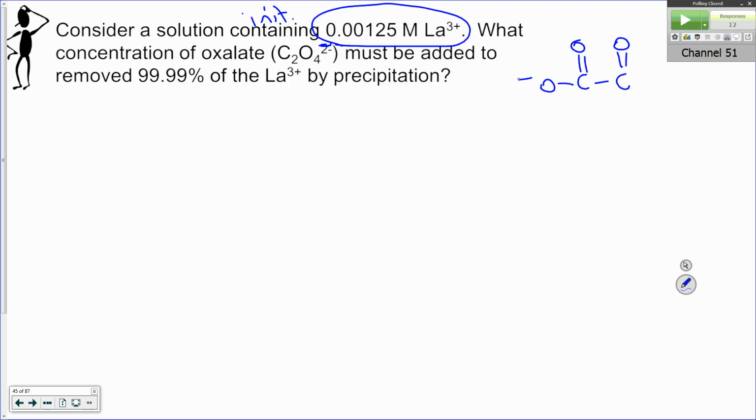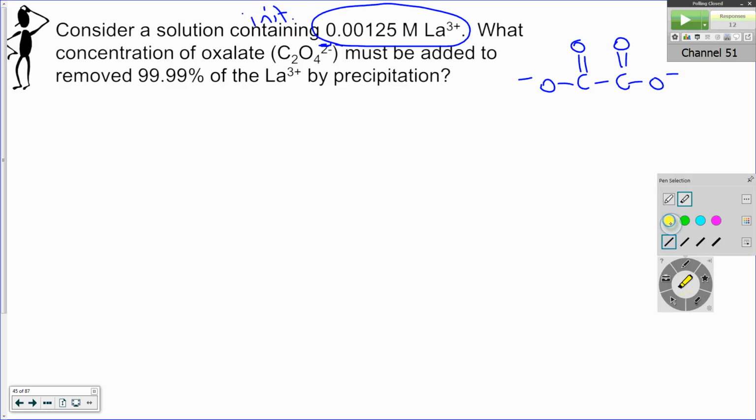analytical chemistry because it has a tendency to bind metals strongly. It's 2 carboxylate groups back to back, and if you put the protons on it, that's oxalic acid. But it's a common ion used to bind to metals in analytical chemistry. So what I want to do is remove 99.99% of the lanthanum by precipitation.